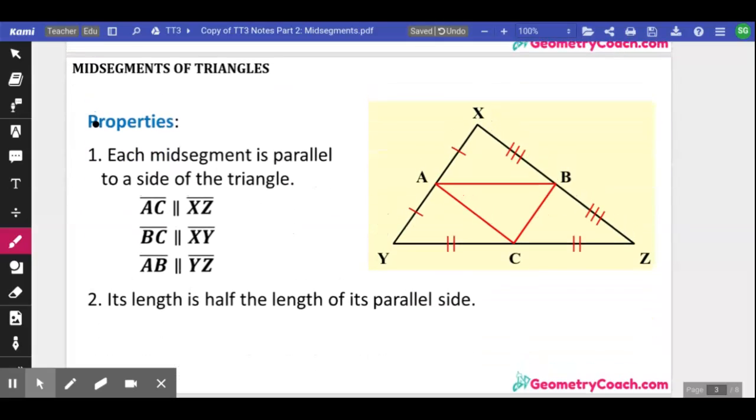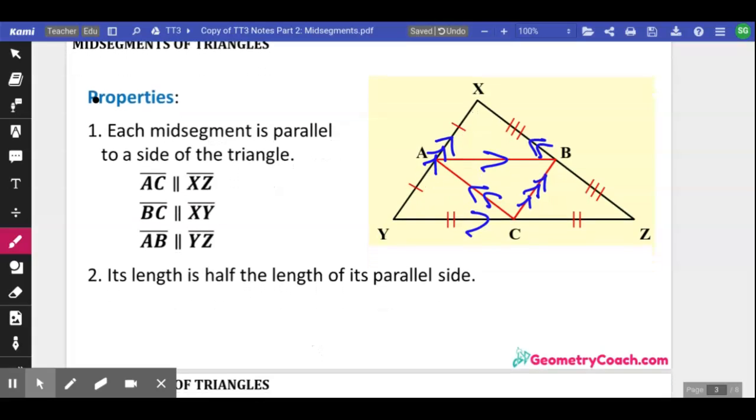Mid-segments do a couple of cool things. They are parallel to the side of the triangle that they don't touch. So AB is parallel to side YZ. And AC is parallel to side XZ. And BC is parallel to this side over here, XY. It is also half the length of its parallel side.